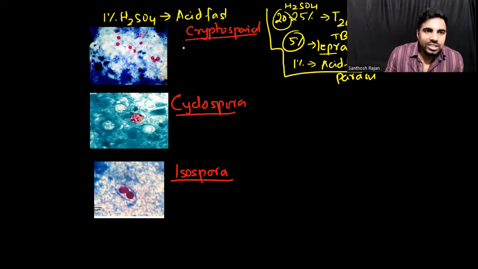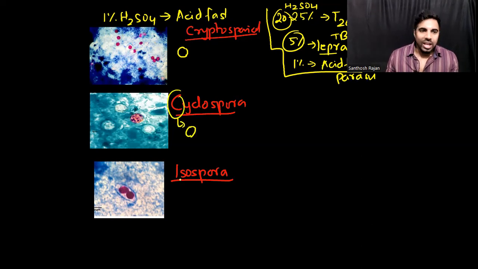Cryptosporidium is easy. You see C in a C. Make C round and it becomes round shape. Cyclo also, make it round and it will become round. And isospora is I. If you elevate the I a little, it becomes oval, like this. The shape is different.